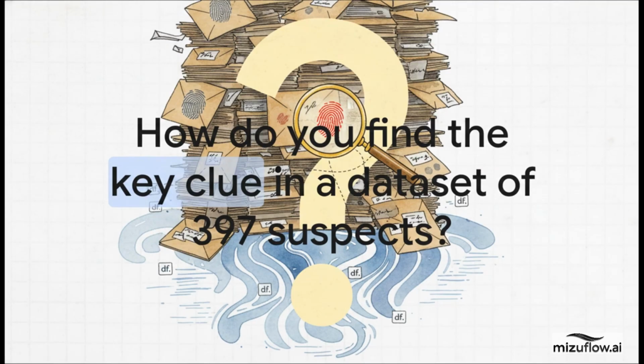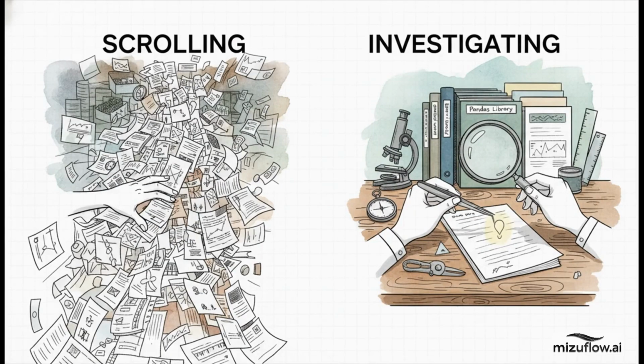So picture this. You've got a case file, and it's got 397 suspects. That's a lot. And somewhere, hidden in that massive pile of information, is the one clue you need to crack the entire case. So how do you find it? I mean, you can't just flip through every single page hoping you get lucky. You need a real strategy. And that's the whole point, isn't it? You don't scroll aimlessly through data. You investigate. You use powerful, precise tools to zero in on what you need.